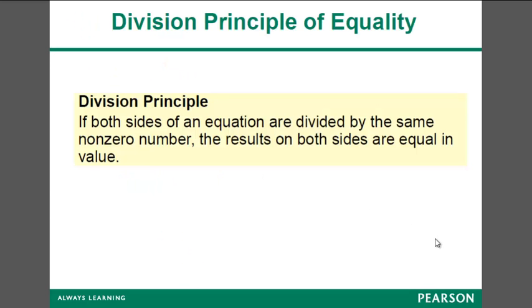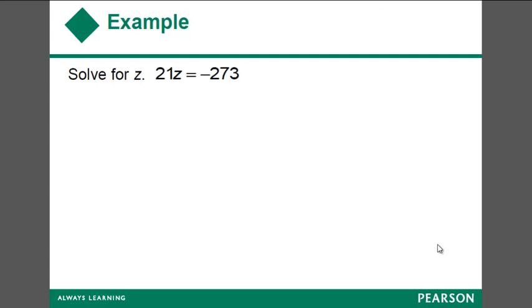The division principle says the exact same thing. If both sides of the equation are divided by the same number, the results will be the same. We must remember that we cannot divide by a number that is 0. It has to be any other number. For example, solve for z. 21z is equal to negative 273.